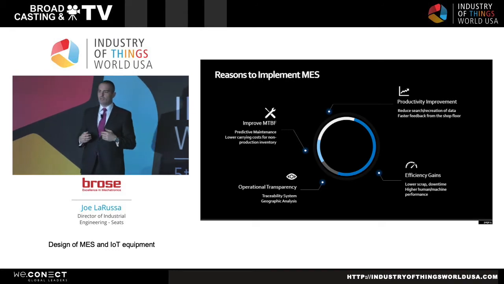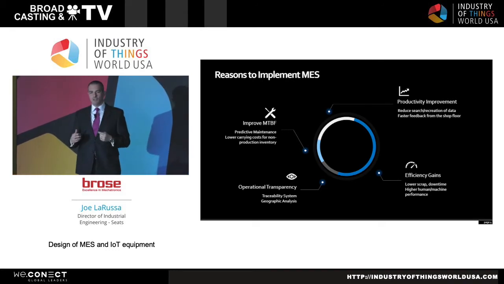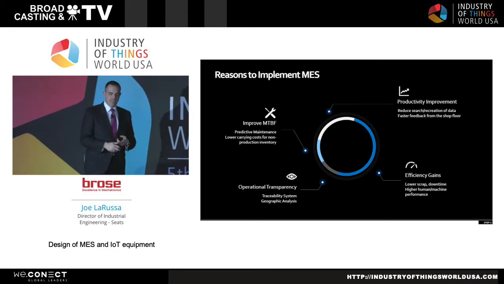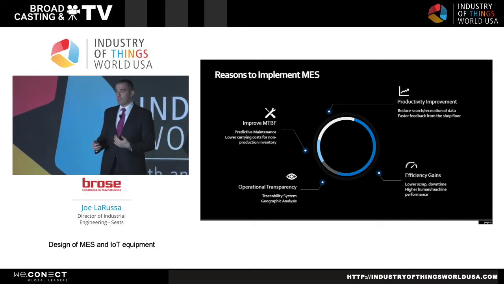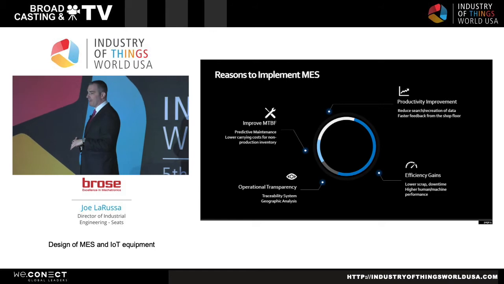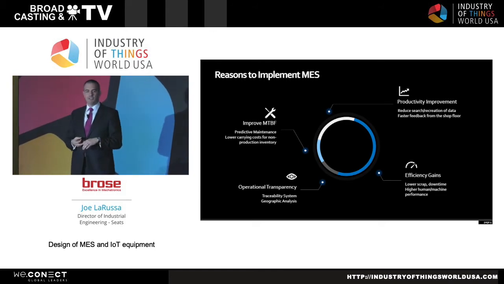But in general, when I talk to operations people, they are looking for two big things: efficiency gains and productivity improvement. Efficiency in terms of the manufacturing operation. How do we reduce scrap? How do we decrease downtime? How do we gain better human-machine interaction and performance? Those are really direct benefits that you can see in the shop floor.